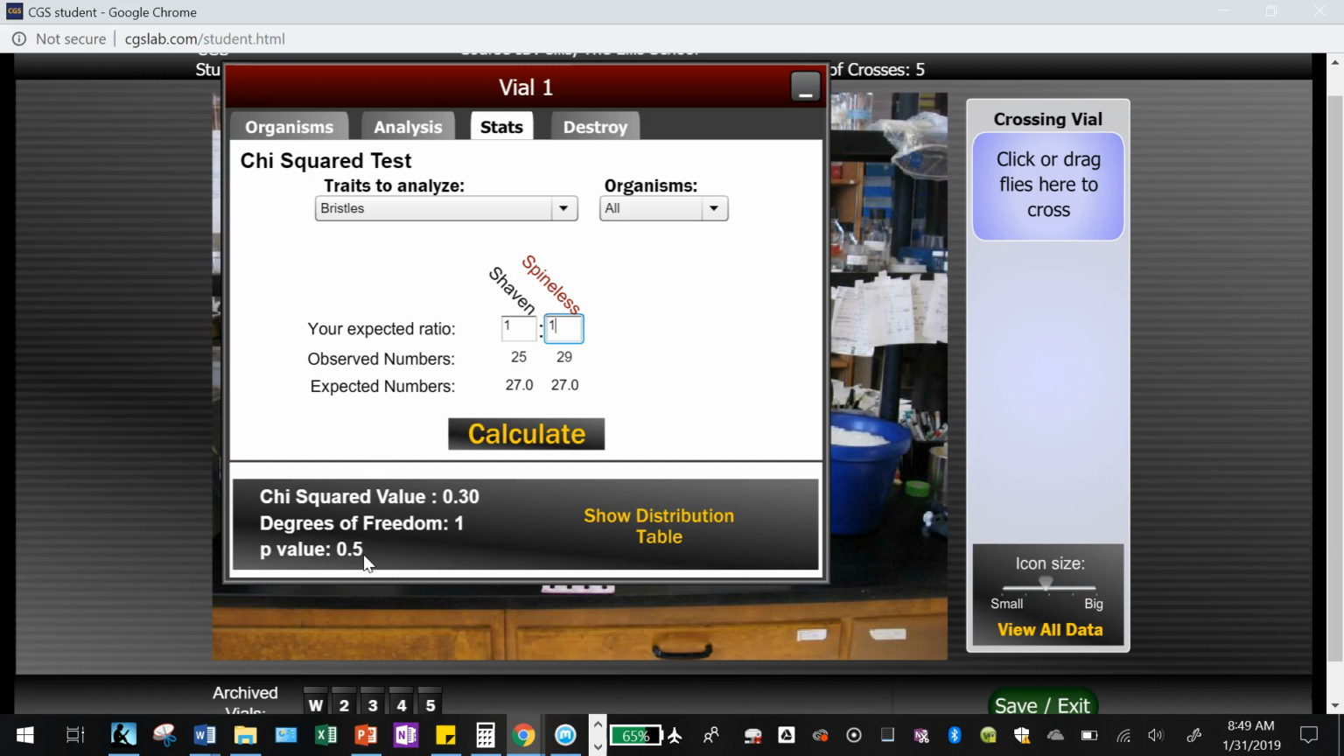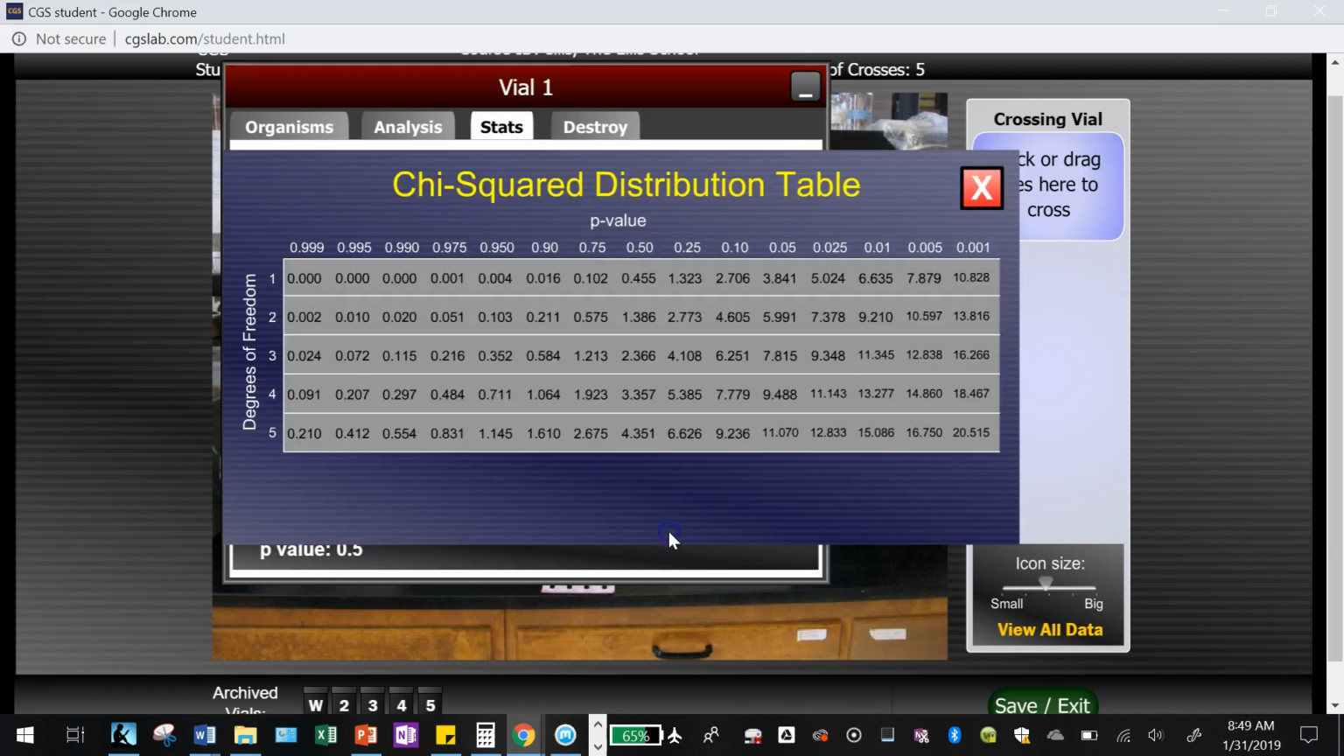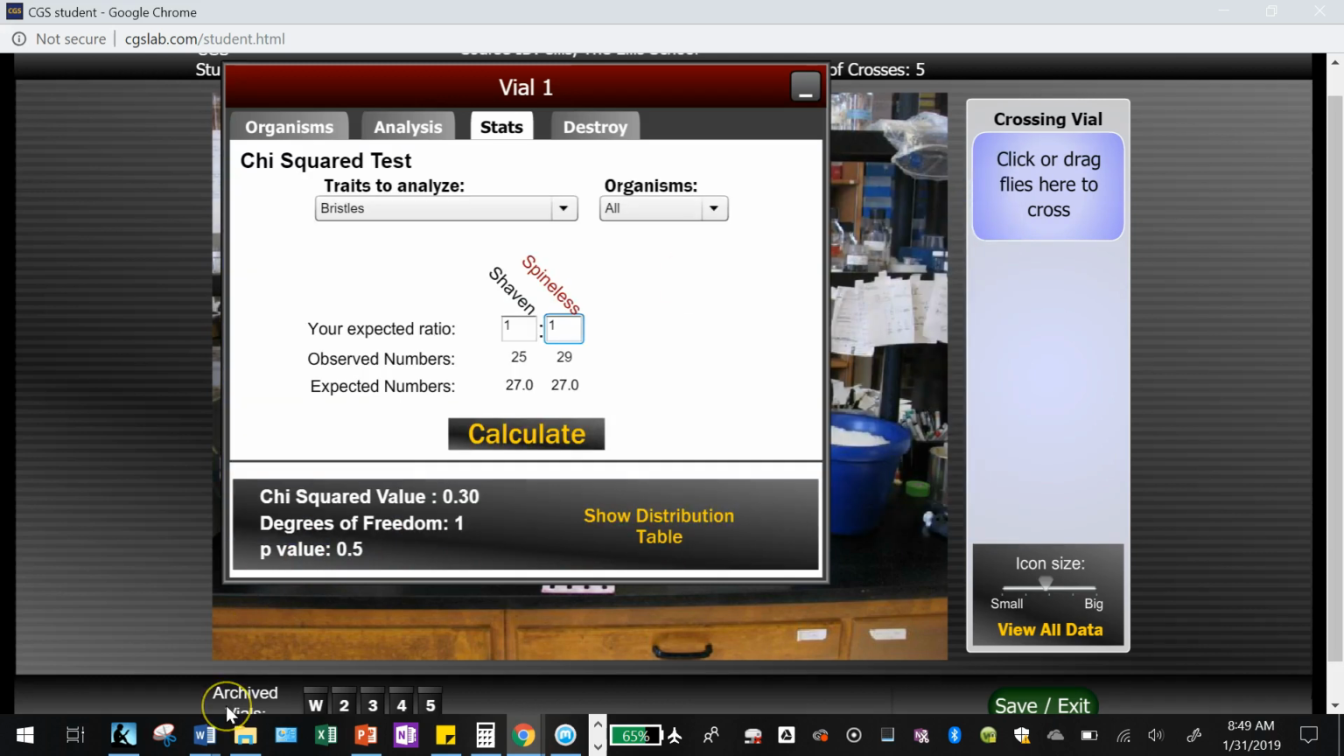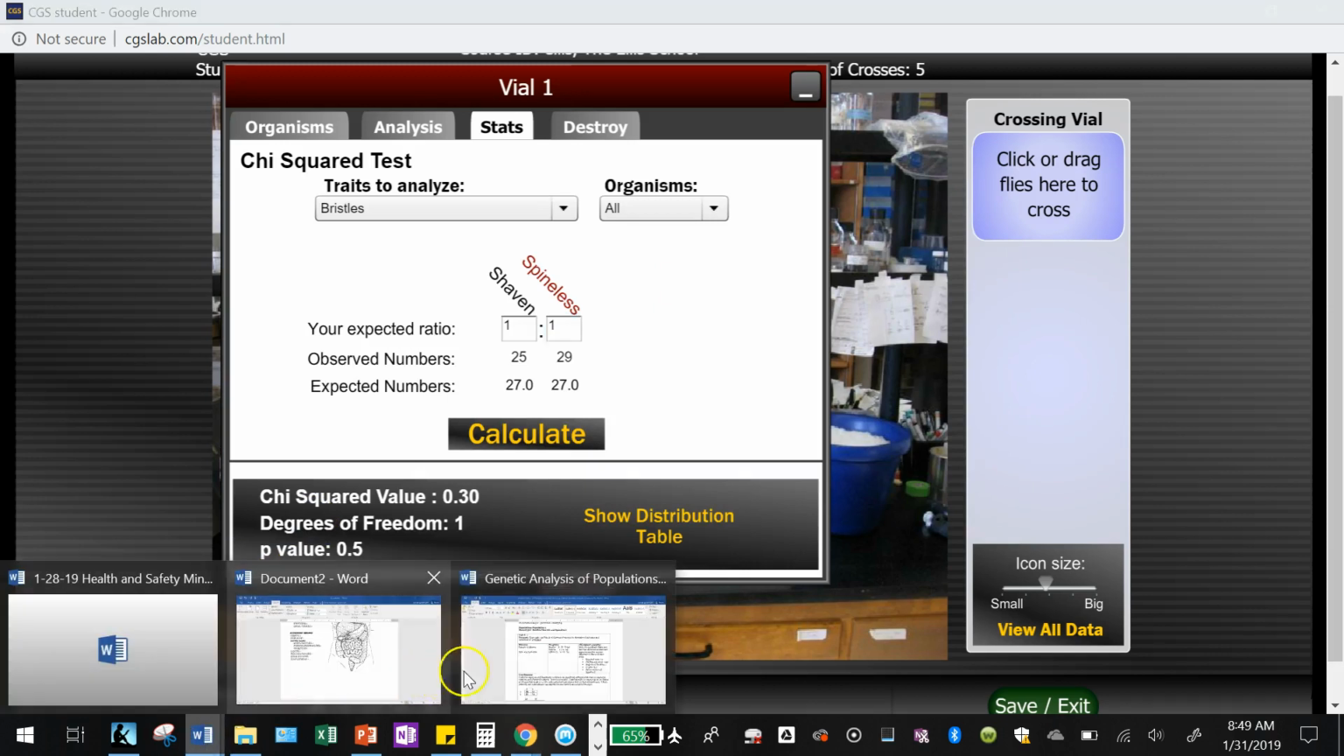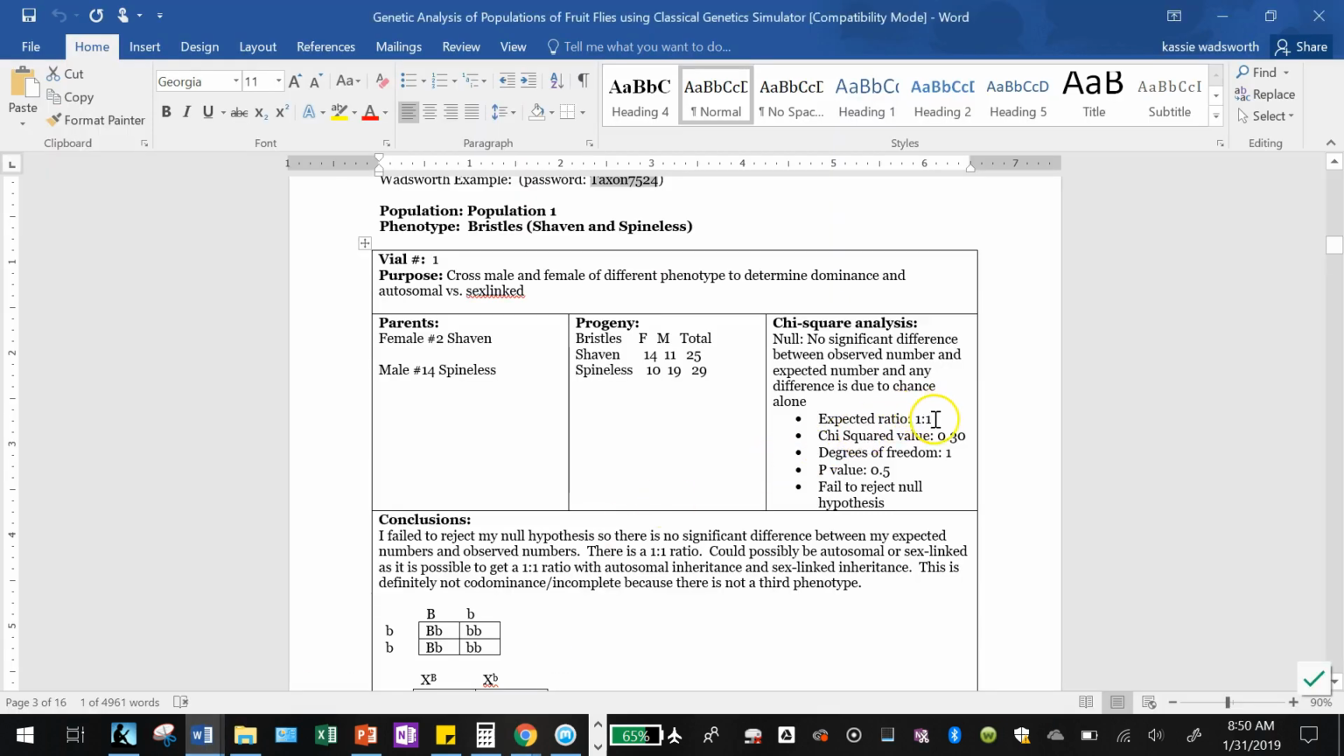And what you want to think about is how does that p-value relate to 0.05? If the value is greater than 0.05, then you can fail to reject your null or accept it. If your value is less than 0.05, then you have to reject your null. In this case, I'm going to fail to reject my null because I have a high p-value. If you want to look at the distribution table, you can always look at it up here. And what this means for me is, so here I have my ratio, I have all that value, I fail to reject my null.